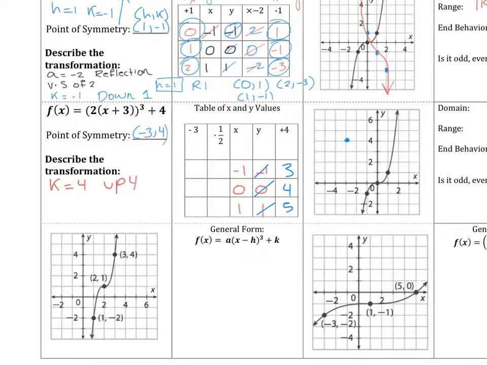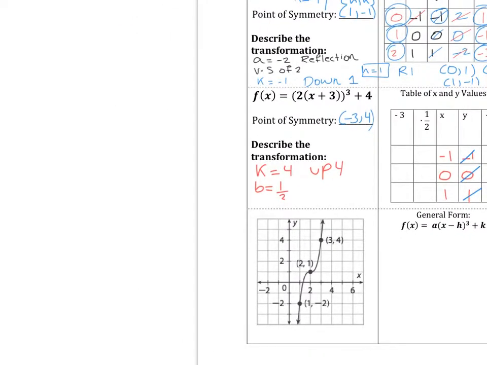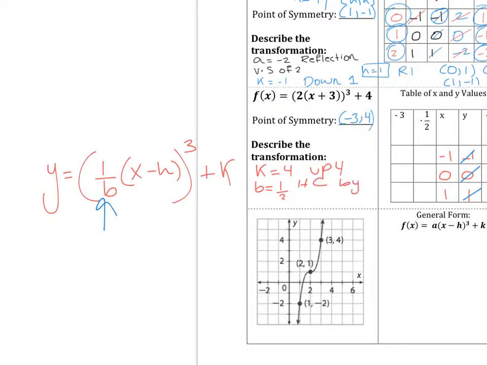Now if you look inside the parentheses, we have a B. So B is half, remember? So the inside, if you think of the general transformed form, y equals 1 over b, x minus h to the power 3 plus k. So the b is going to be the reciprocal of the point, so that the b is half. And that means that you have a horizontal compression by half.